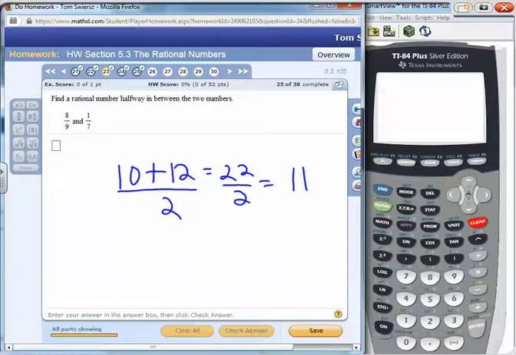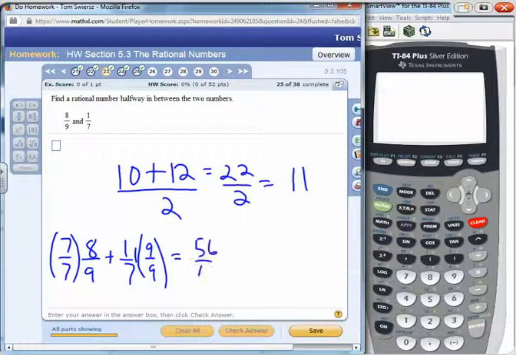So in this one, you would take 8/9 plus 1/7. Again, the common denominator would be 63. So we multiply the first one by 7 over 7, the second fraction by 9 over 9. 7 times 8 is 56 over 63. 1 times 9 is 9 over 63. 56 plus 9 is 65 over 63.